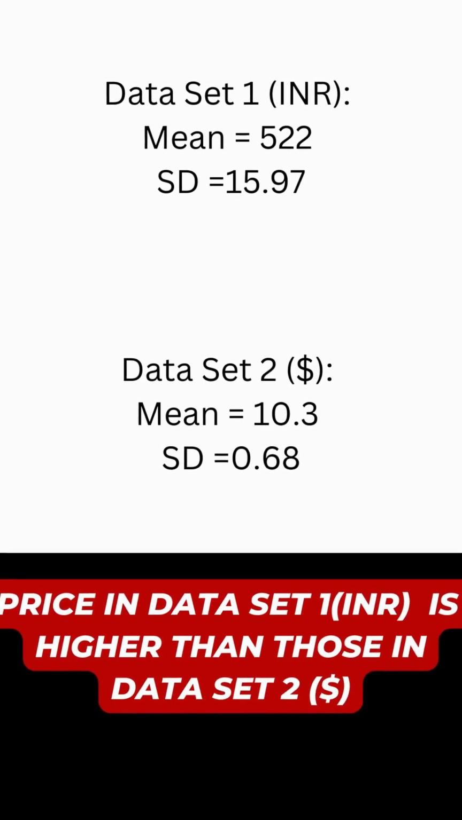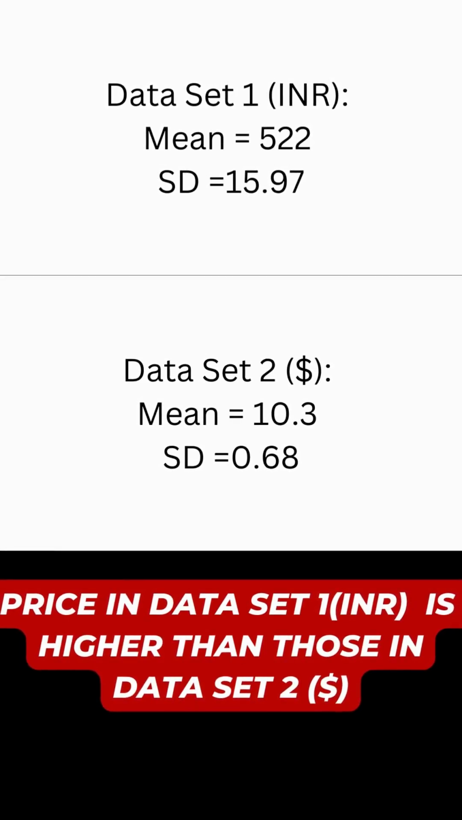If we compare these data sets using mean and standard deviation, our interpretation could be that prices in data set 1 are higher than those in data set 2, which is in dollars. However, the standard deviation is much larger for data set 1 compared to data set 2. This is due to the difference in scale between the currencies, right? So here, by using mean and standard deviation, we cannot compare these data sets.